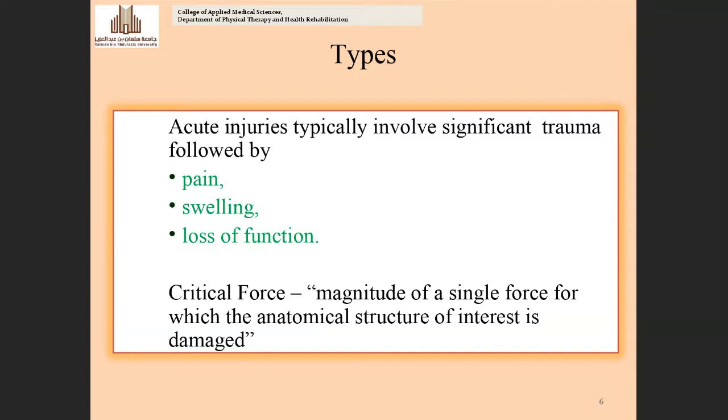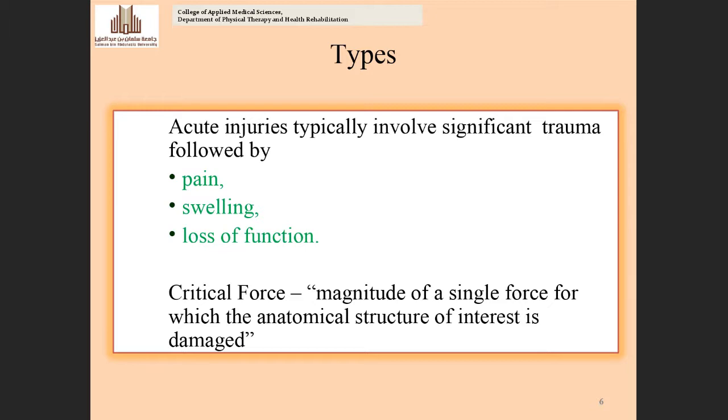So sometimes if they are not landing properly, there may be a chance of getting injuries. So these are the causes. You can say it is a type of acute injuries. So now we will see what happened, right? So what are the features? What are the clinical features of these acute injuries?